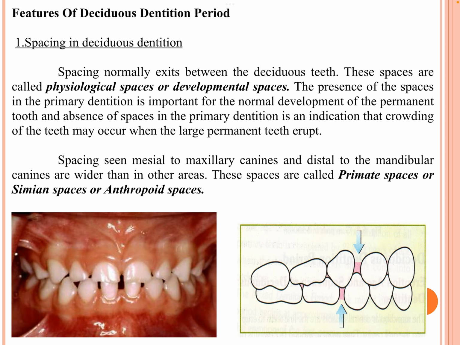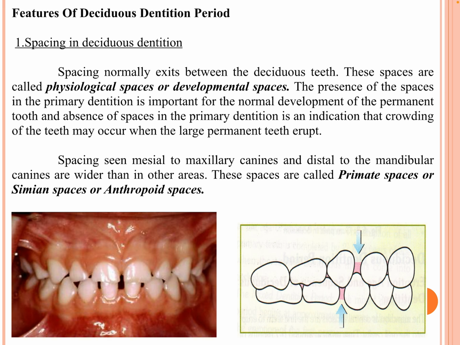Features of deciduous dentition. First one is the spacing. Spaces normally exist between the deciduous teeth. These spaces are known as physiological spaces or developmental spaces. The presence of the spaces in the primary dentition is important for the normal development of the permanent teeth. An absence of spaces in the primary dentition indicates that crowding may occur in the permanent dentition.